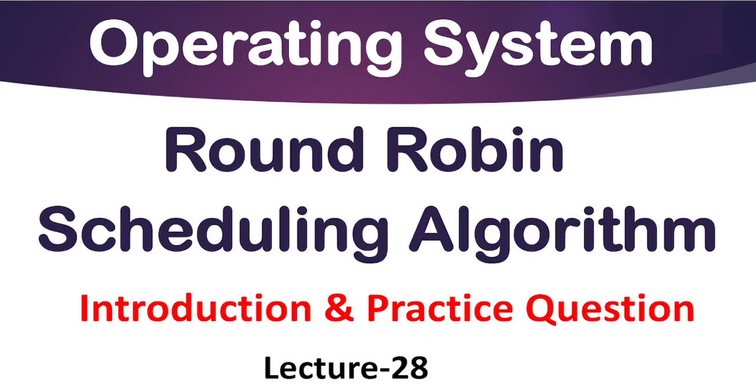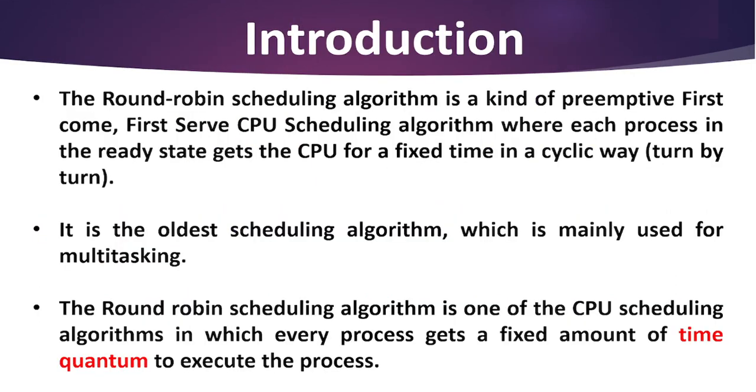So coming back to the topic, that is scheduling algorithms in operating system. In this lecture number 28, we are going to cover the round robin scheduling algorithm, which is very important for your college level and university level examination. Every examination always has a question from this topic. We will start with the introduction of this algorithm, its characteristics, and discuss its advantages and disadvantages. After that, I will share one important practice question from a previous year examination. So let's start the introduction part.